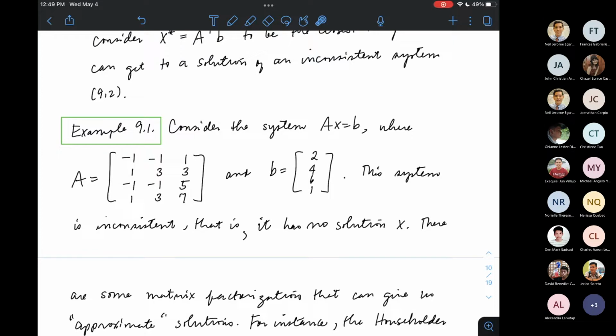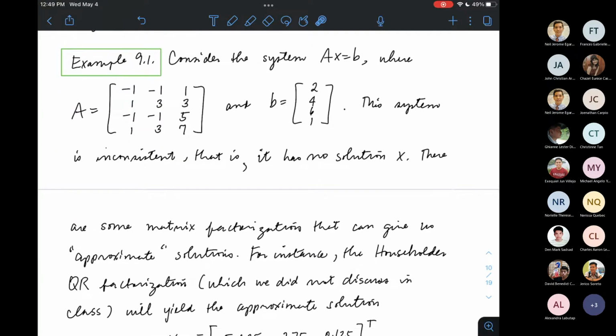All right, now let's see the Moore-Penrose pseudo-inverse in action. Let's consider example 9.1. So sa example 9.1, meron akong linear system AX equals B. Tapos si A ay 4 by 3. Tapos si B ay 4 by 1. So basically, I'm looking for a 3 by 1 vector that will solve AX equals B.